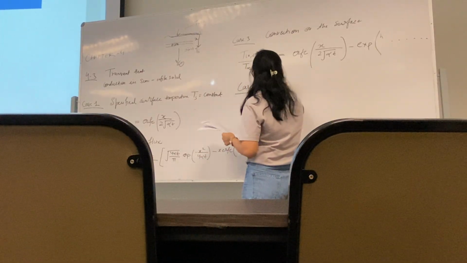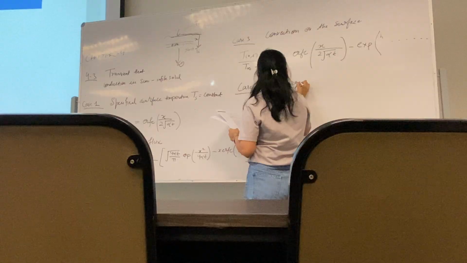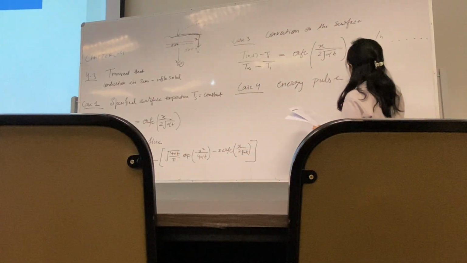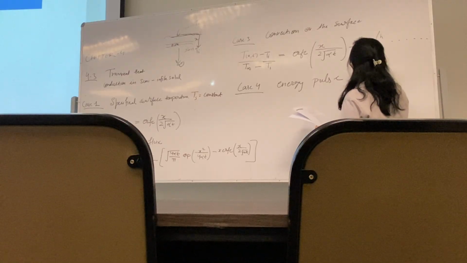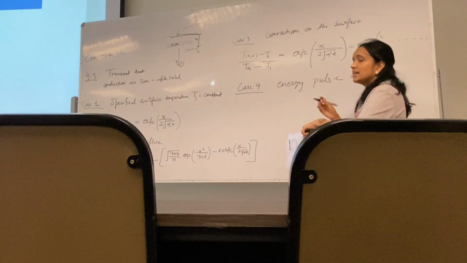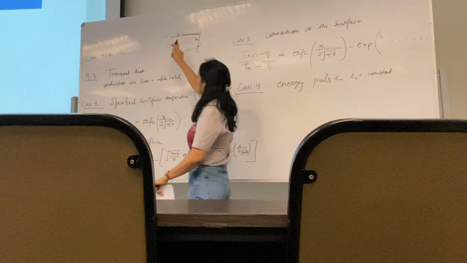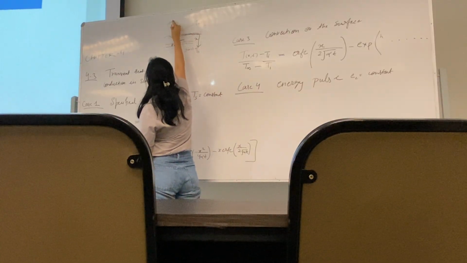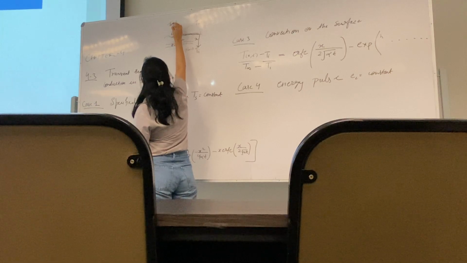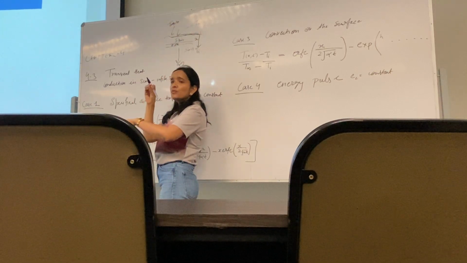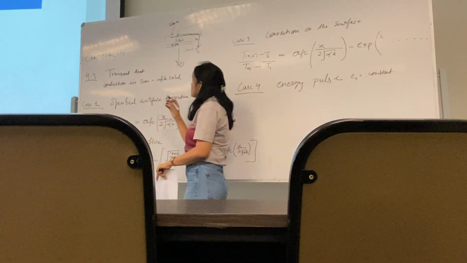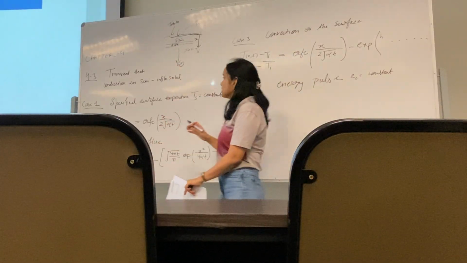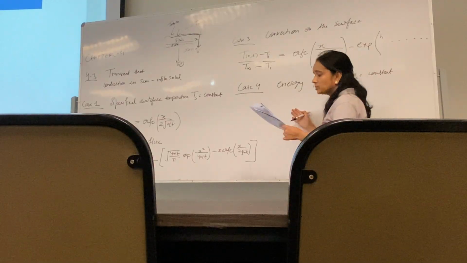Case 4 is energy pulse. Energy pulse Es is constant. Energy pulse means heat is given in pulses. Let's suppose this is skin, and this is the tattoo laser, the laser that you use for tattoos. It is pulsed for a few seconds, microseconds, right? So in that case, if the numerical is saying the energy is given in pulses, then you use this equation.